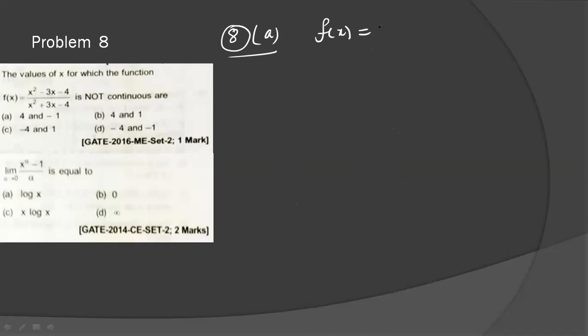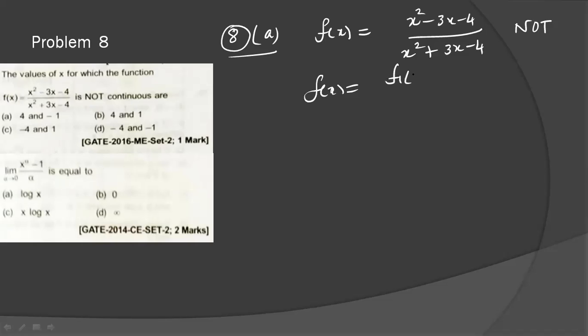Find the values of x for which the function (x square minus 3x minus 4) upon (x square plus 3x minus 4) is not continuous. In lecture 16, if you see some results and theorems based on continuity, I told you if a function is written in the form of f1(x) upon f2(x), that is, a rational function, then it is continuous everywhere except at the points where the denominator is 0. So we have to find those points where the denominator is 0.